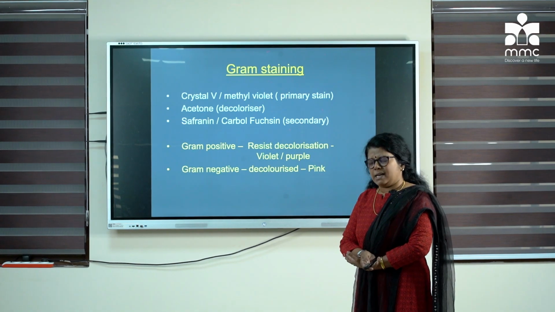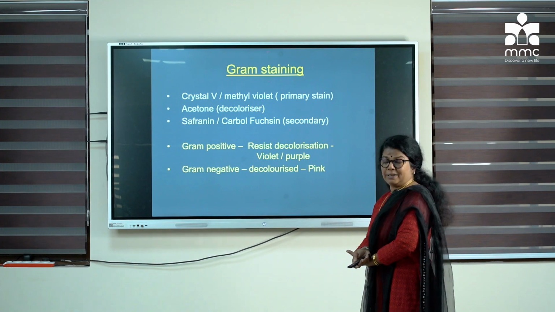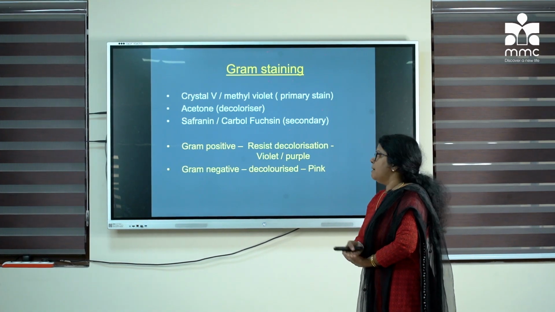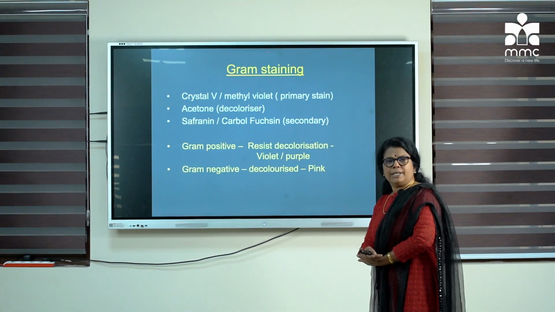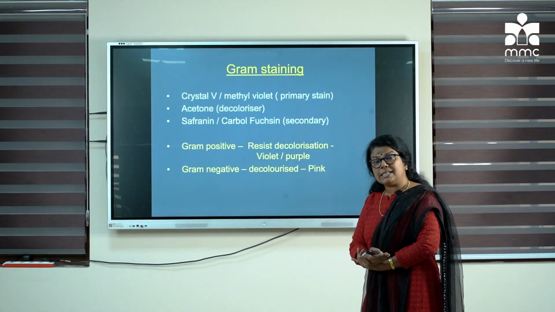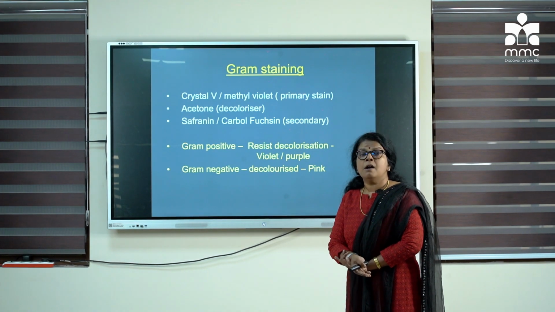This is a hands-on training, so there will be a practical session on gram staining. I will not be telling too much about this, but just give you an idea about what gram staining is. As I said earlier, this is a differential staining. There are different dyes and different steps involved in the procedure.